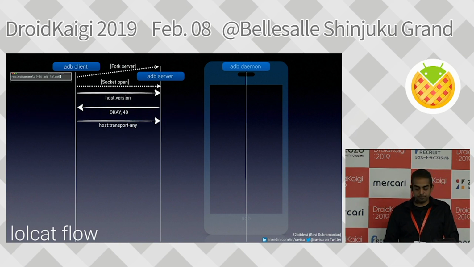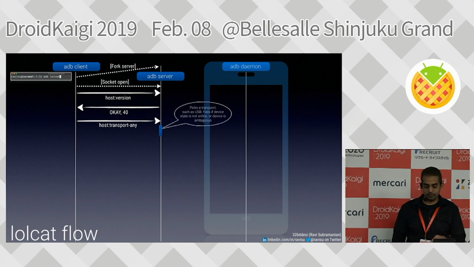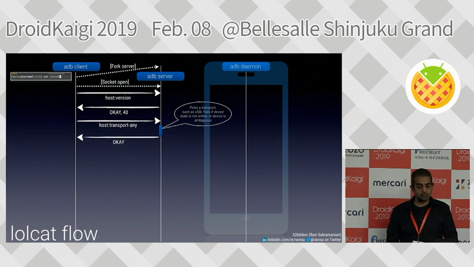But then, with adb logcat, you just said, give me the logs. You didn't say which device. So it just says, use any transport. It sends host:transport-any to the ADB server. Now, the ADB server basically picks the one device that you implied. If for any reason you have two devices or more connected to your host, that's actually ambiguous. So it won't know what to do, and it'll be an error in that case. But let's pretend there's only one device connected, so you get back an OKAY from the server to the client.